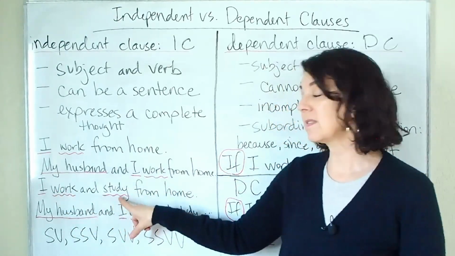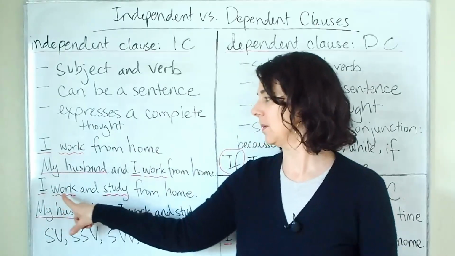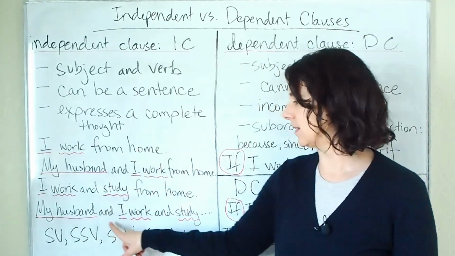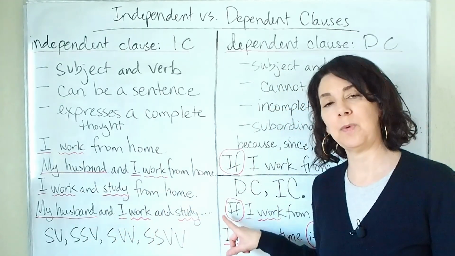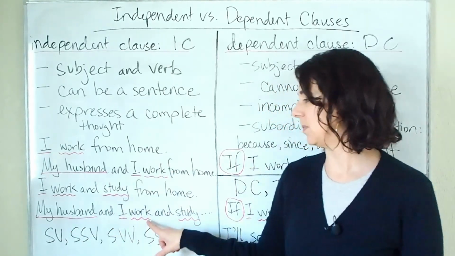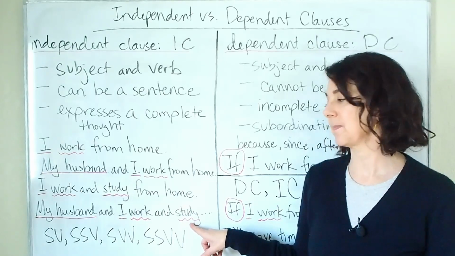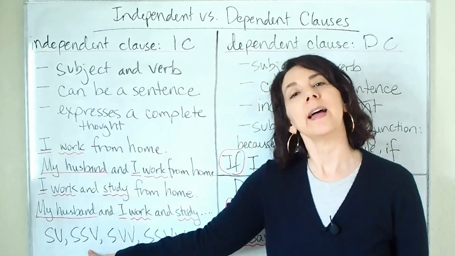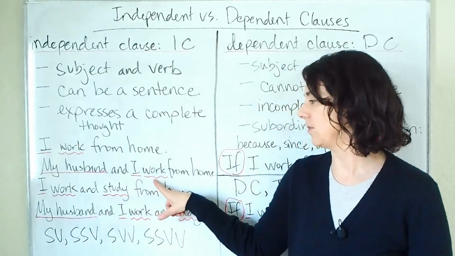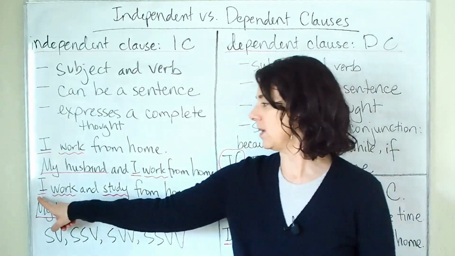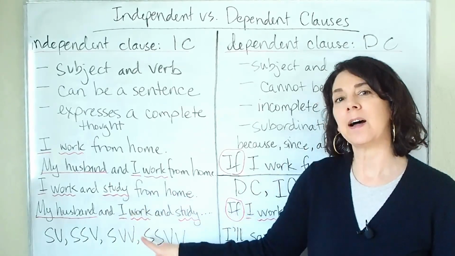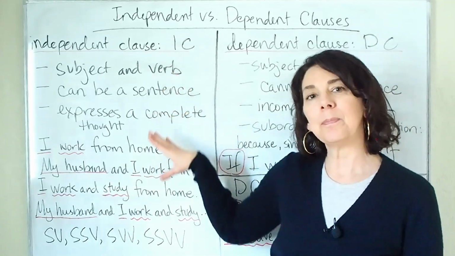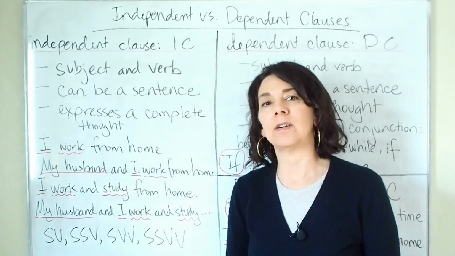Or, I work and study from home. Here we have one subject, but the subject does two things, work and study. Or we can say, my husband and I work and study from home. In this case, the subject has two people and the verb is two things. Now we call these sentences SV, that's the subject and verb, or SSV, that would be two subjects and one verb. Or SVV, one subject and two verbs, or we have SSVV, which is two subjects and two verbs. These are all possible ways that an independent clause can look.